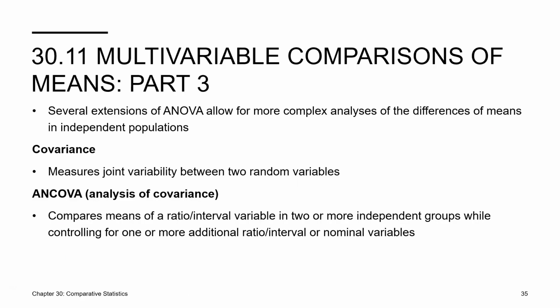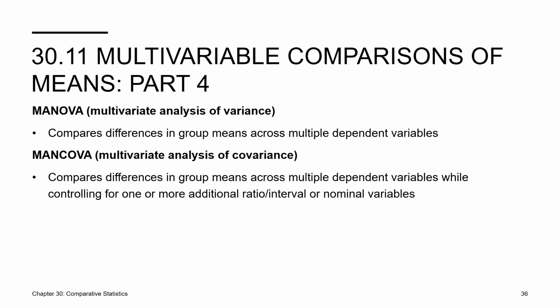And then we have the covariance, which measures joint variability between two random variables, or the ANCOVA, which compares means of a ratio or interval variable in two or more independent populations, while controlling for one or more additional ratio, interval, or nominal variables. So I would say that more often than not, the ANOVA is used, but as you get to more sophisticated analyses, some of these types are used as well.